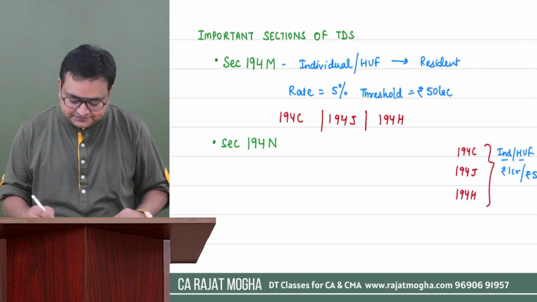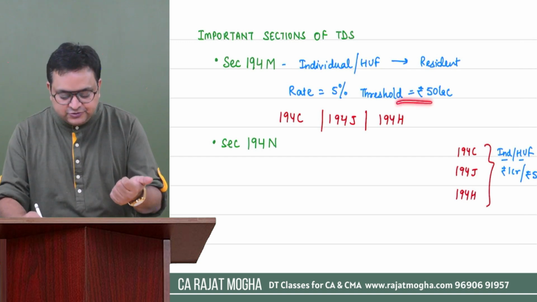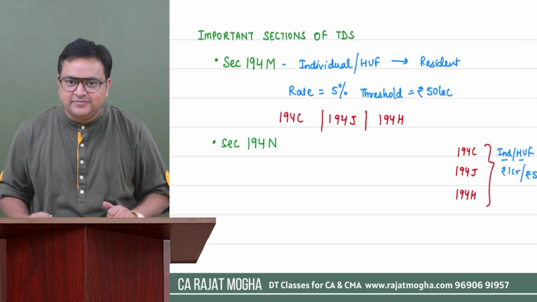Got it? Easy. So this is section 194M. Please remember the threshold limit. Please remember the rate of TDS, 5%.